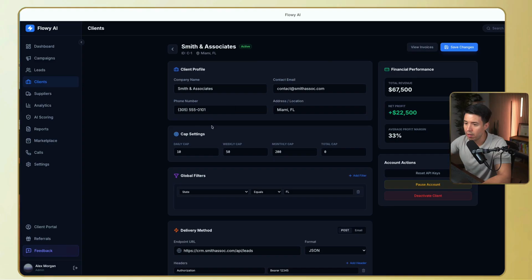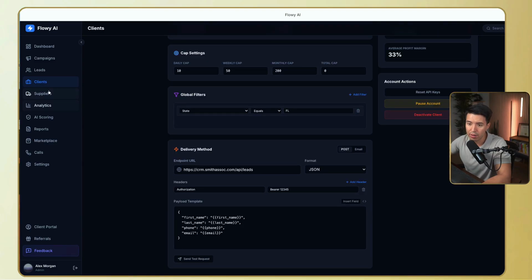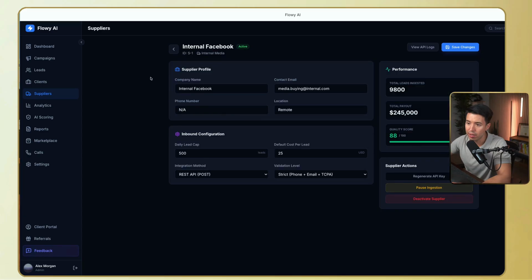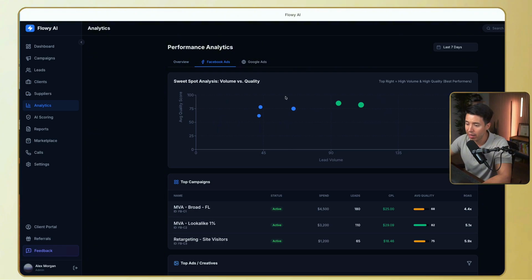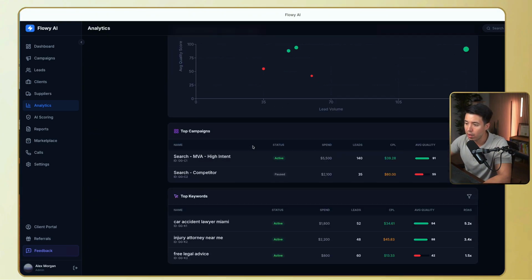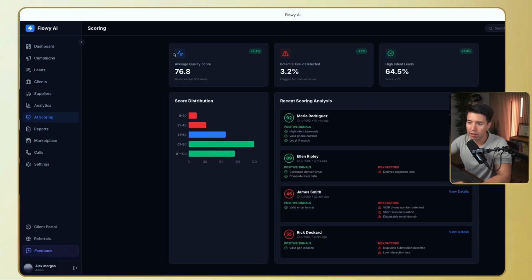Here you can manage all of your clients and all of their data, how we deliver leads to their CRM, all your suppliers here, analytics. Since it's connected to your actual ad platform, we can see Facebook ad analytics, we can see Google ad analytics, and get an overview of spend and lead volume, average cost per lead over time, which is really important, and your lead quality trend.